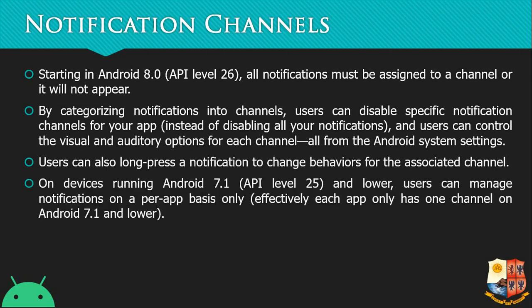Okay. What about older devices? Well, like API level 25, which is Android 7.1 and below, what will you do? Okay, it is app basis. One app has one option, notifications on or off. Simple. But now it is not the case. That's what I'm trying to tell you.